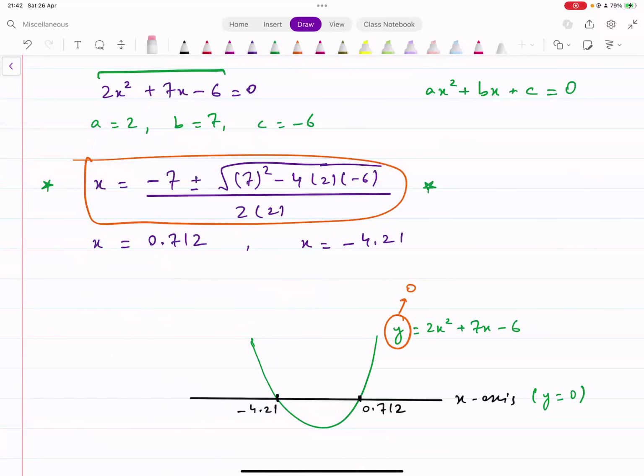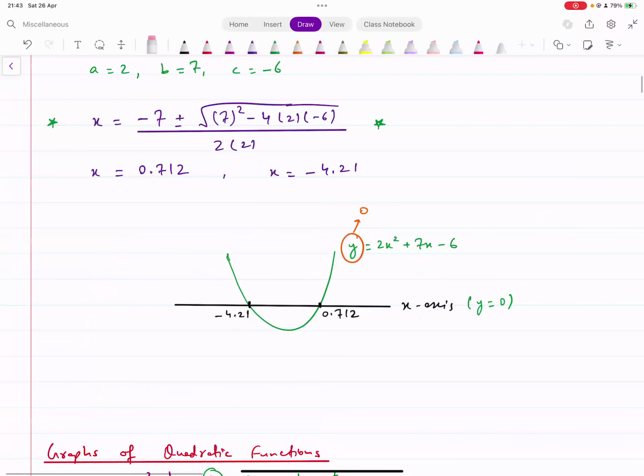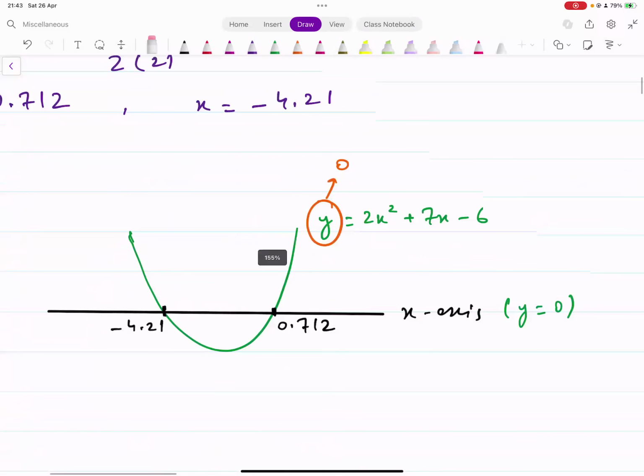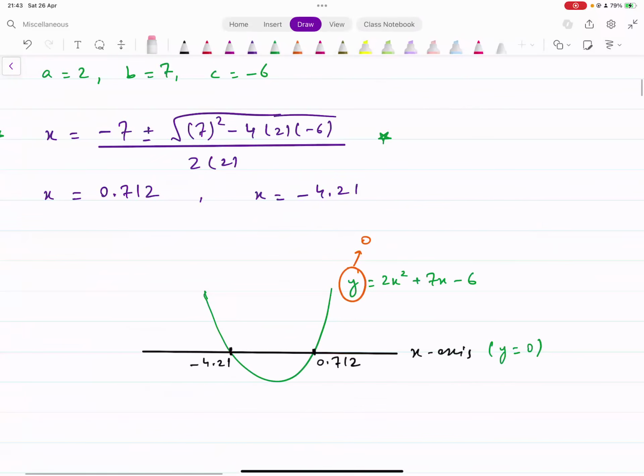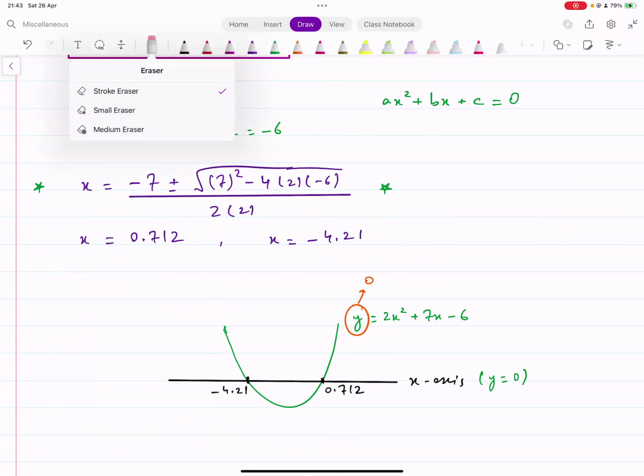Okay, so that's how we solve quadratic equations. Now, what exactly do these solutions represent? So we solve this equation, 2x squared plus 7x minus 6 equal to 0. We got two values of x, x equals 0.712, x equals this. What do these values represent? These values represent the x-intercepts of this function, right? The values where the graph of the function on the left side cuts the x-axis.